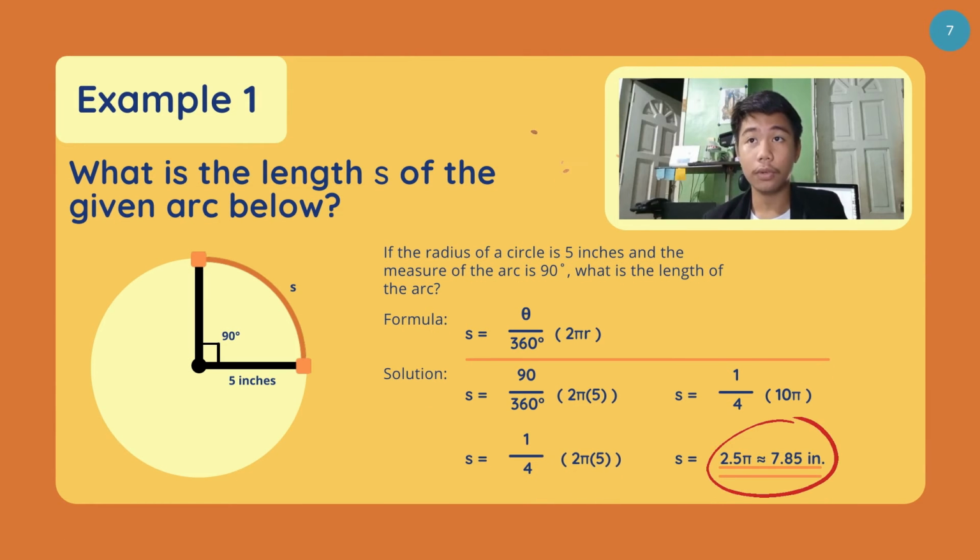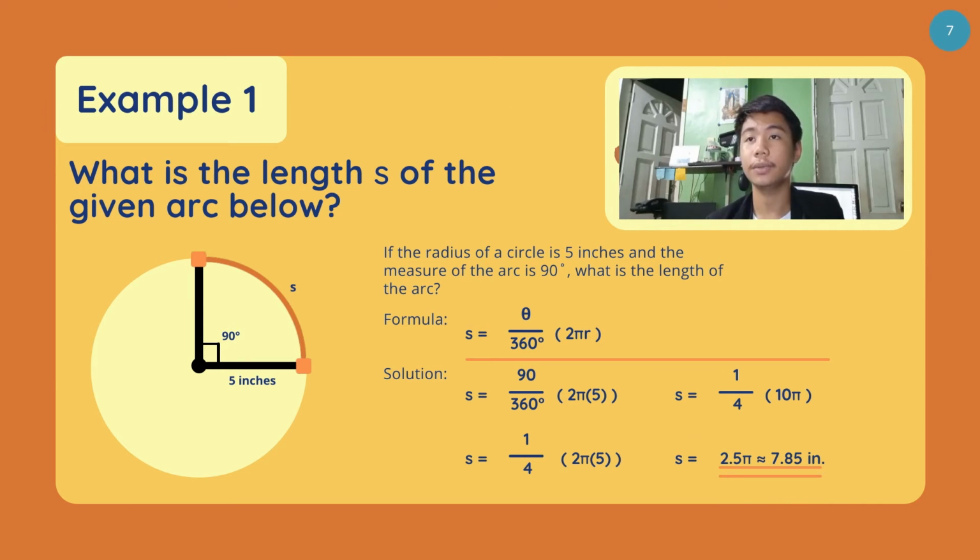Let us solve for our first example. What is the length S of the given arc below? It states that if the radius of a circle is 5 inches and the measure of the arc is 90 degrees, what is the length of the arc?